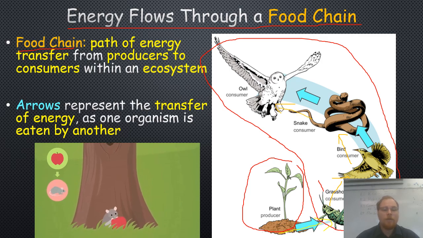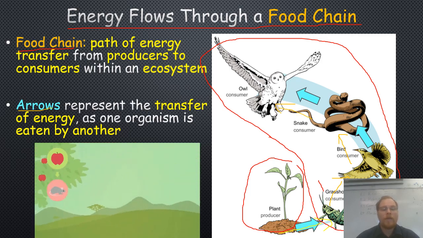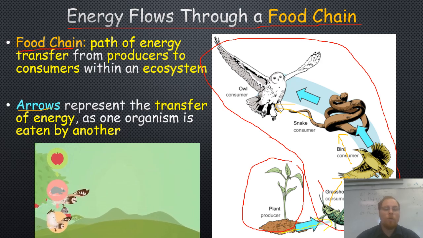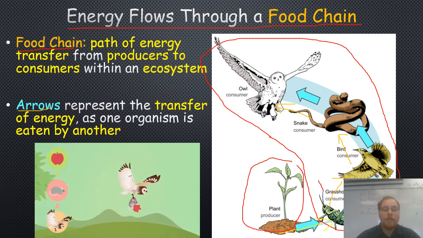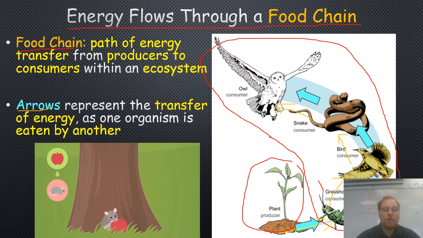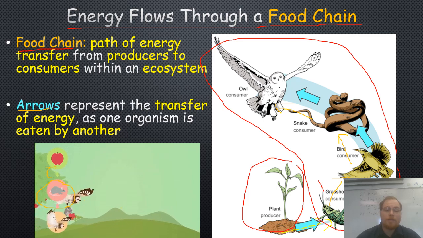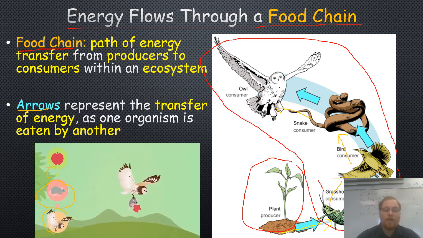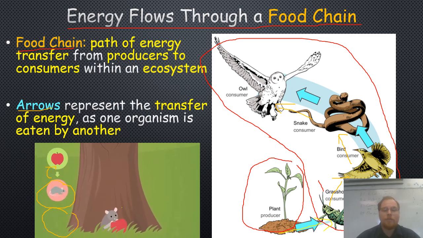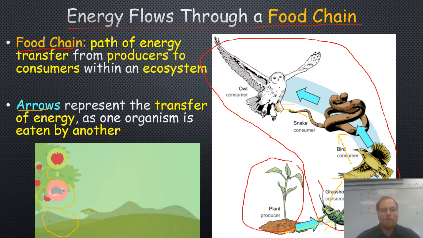And these arrows, it's really important, are the transfer of energy from one organism to another as they're being eaten. So in this GIF right here, you have the mouse, and that mouse has eaten an apple and got its energy from the apple. But the owl eats the mouse, which is how the owl gets its energy. So really, in a roundabout way, the owl is getting its energy from the apple.